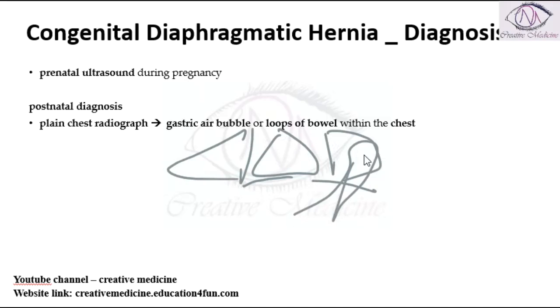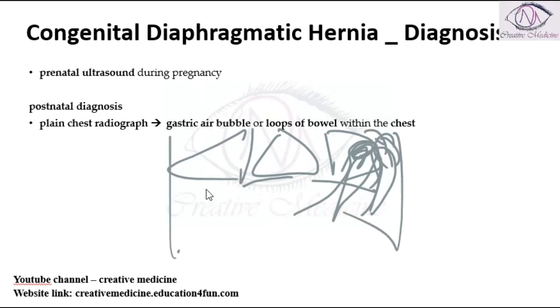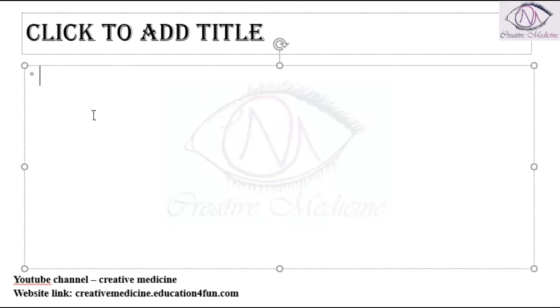So the gastric air bubble and the loops of the bowel will be found in the thorax in congenital diaphragmatic hernia. That is one thing.